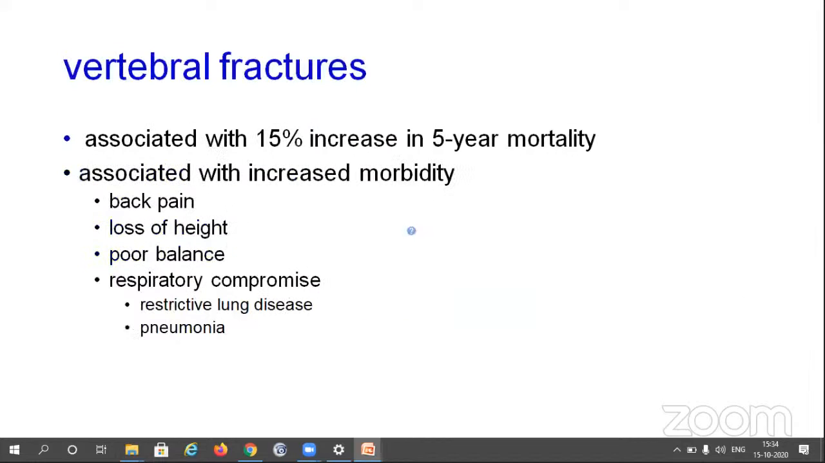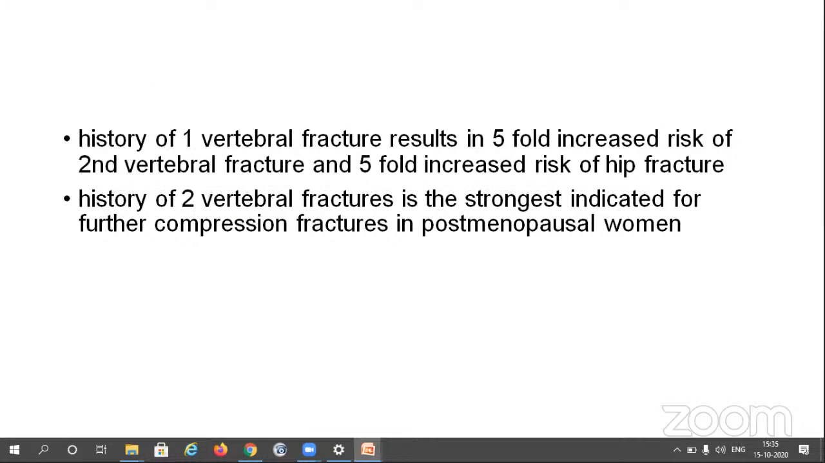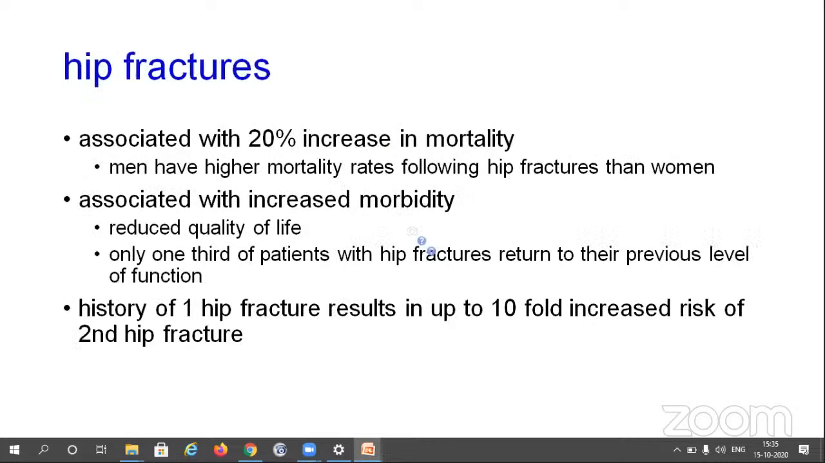I think we have changed the fractures. Vertebral fracture is associated with a 15% increase in morbidity: back pain, loss of height, poor balance, respiratory compromise, that is restrictive lung disease and pneumonia. A history of one vertebral fracture results in a 5-fold increased risk of a second vertebral fracture and a 5-fold increased risk of hip fracture in patients with osteoporosis. A history of two vertebral fractures strongly indicates further compression fractures in post-menopausal women.